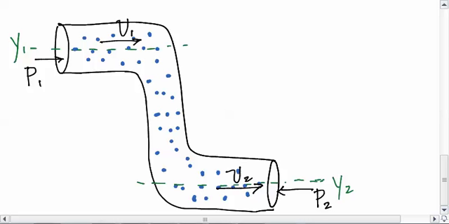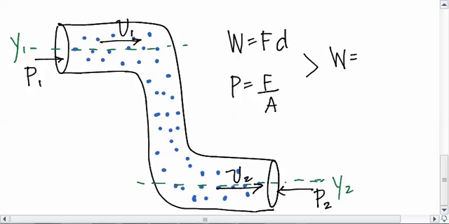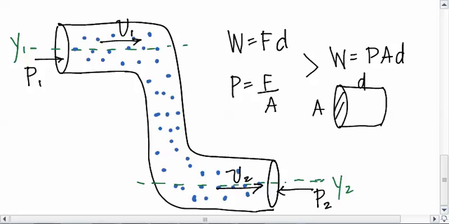Now, if work is force times distance, and pressure is force per area, then would work be pressure times area times distance? Now, what's area times distance? An area times a distance. That gives you volume. So then the work done by a force that causes pressure would be pressure times volume.